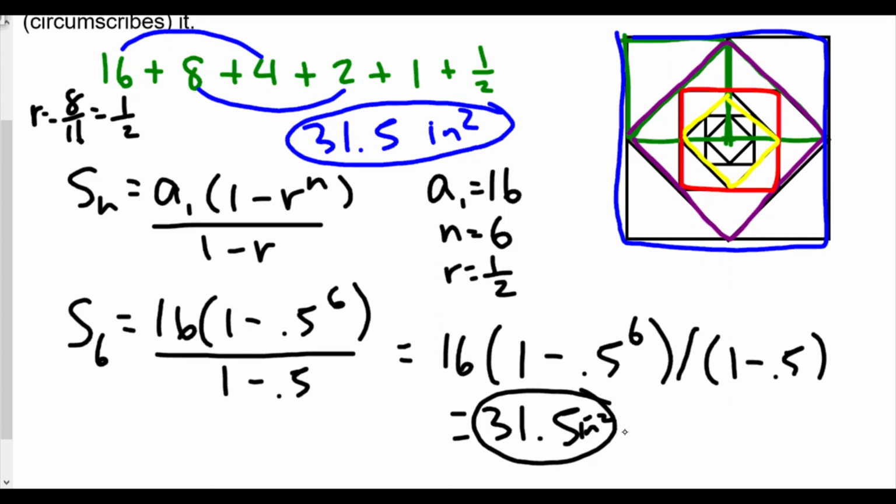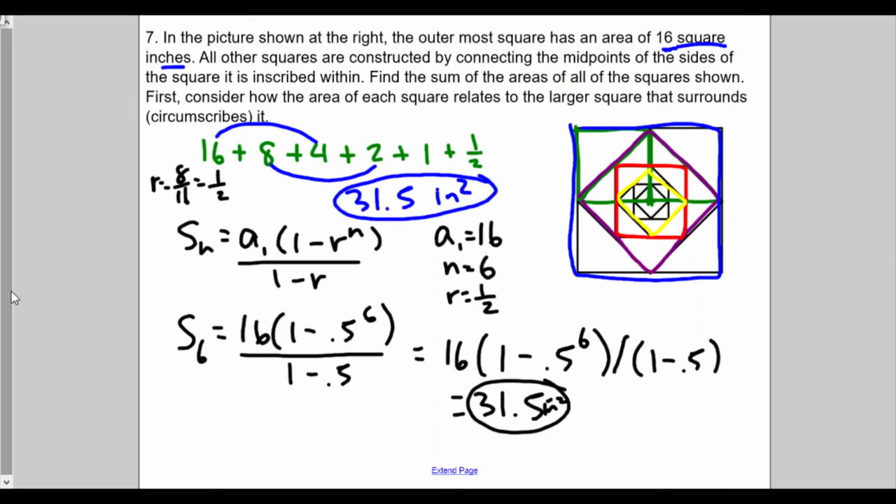Identifying in this case the r value, the n value, and the a1 value. I'll make this full page here. Okay. All right, and so this will be the end of our Algebra 2 sequence and series, lesson number 5, geometric series, homework review, part 4.